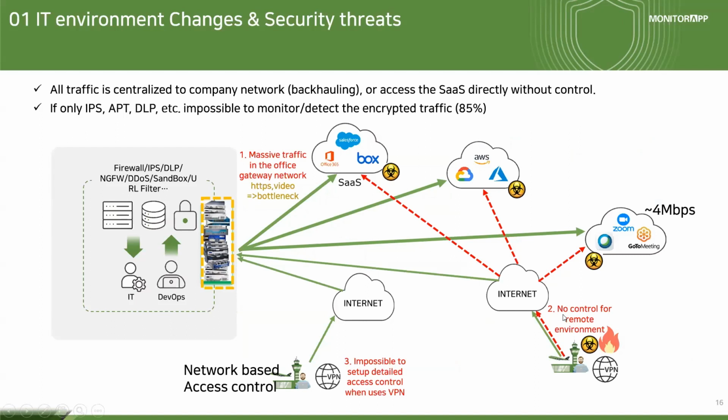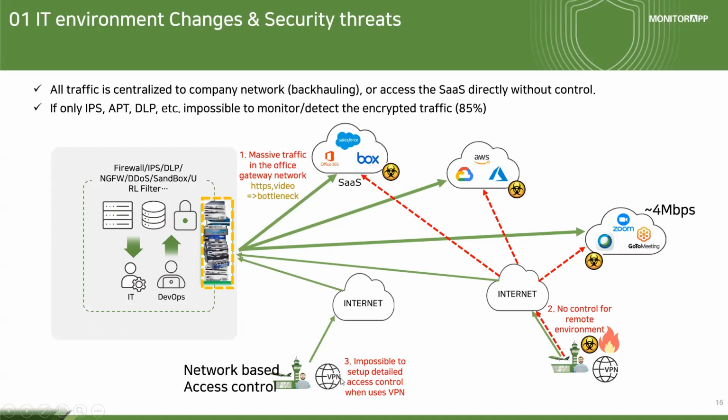And the second one is related to remote work. If the remote worker tries to access the SaaS solution or public cloud, then there is no need to go through the VPN, which means that there is no control or monitoring for the remote environment. It's the same for malware activity. If the device has been compromised, then the malware traffic can access the SaaS solution directly, without control as well as monitoring.